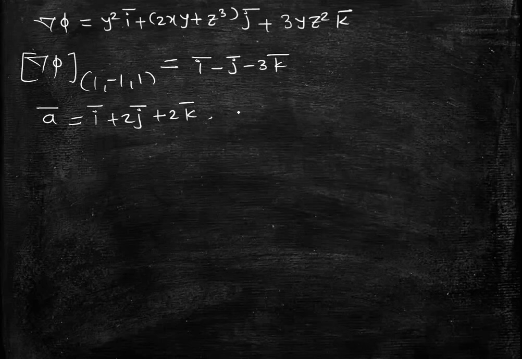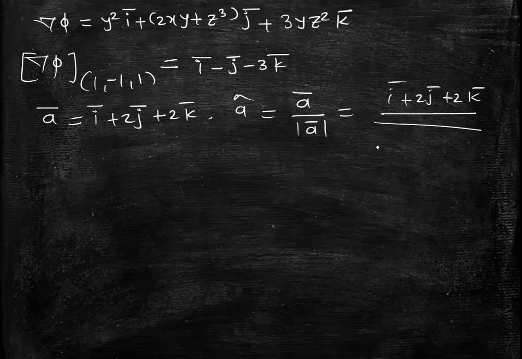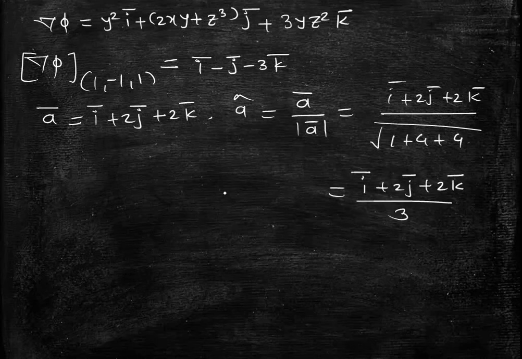So we just have to find a hat. So a hat is nothing but a bar upon mod of a bar. So a bar is i bar plus 2j bar plus 2k bar upon root of 1 plus 4 plus 4. So that is equal to i bar plus 2j bar plus 2k bar upon 3. So now that is a hat. We have del phi, also we have a hat.